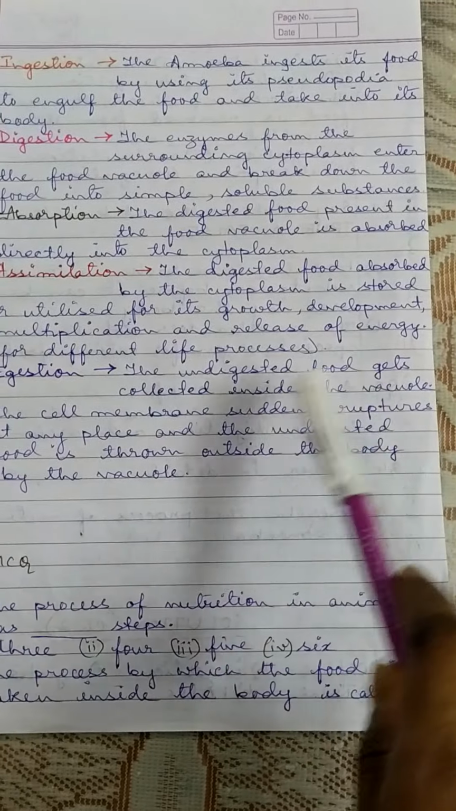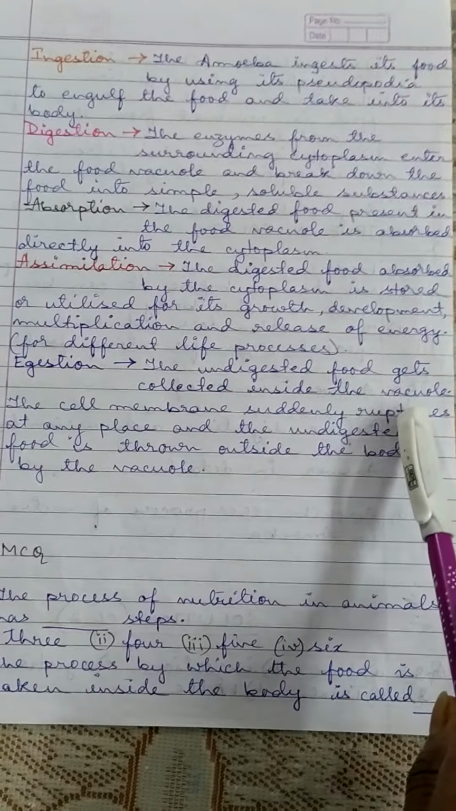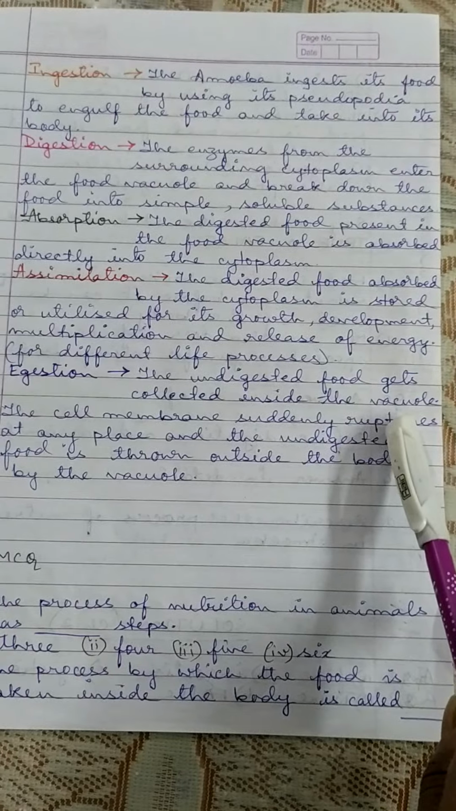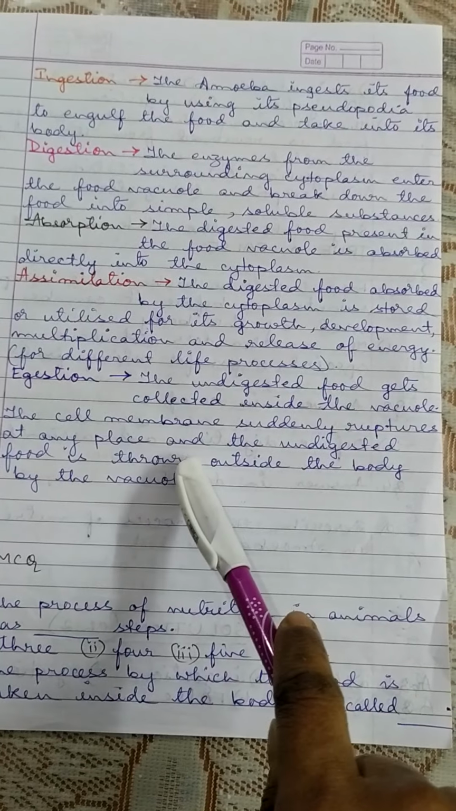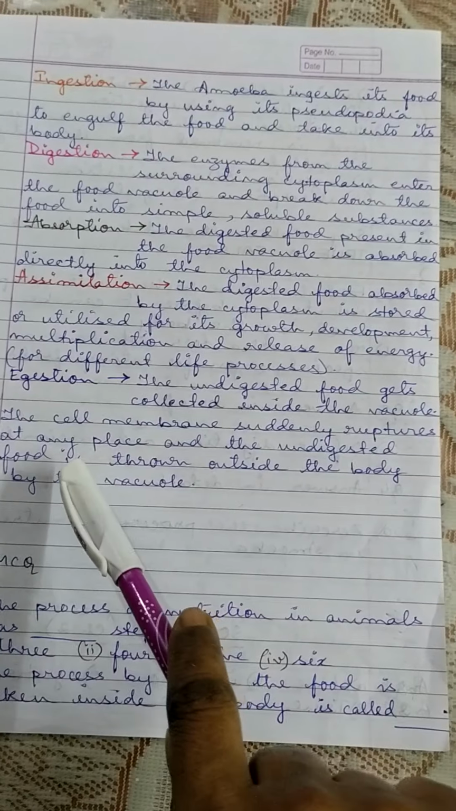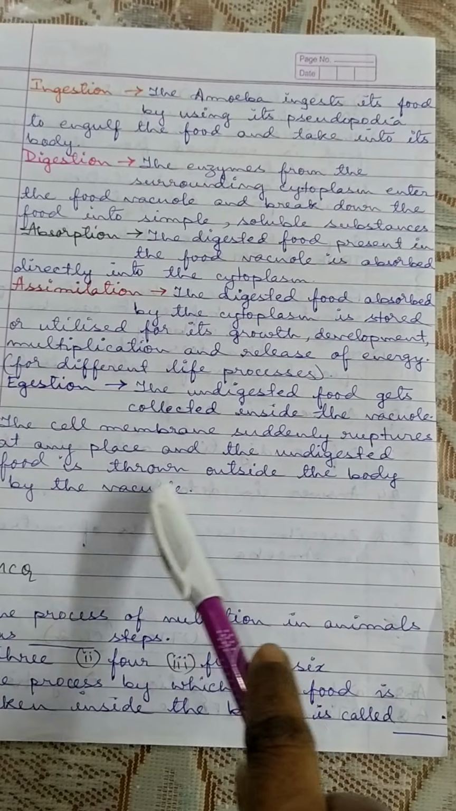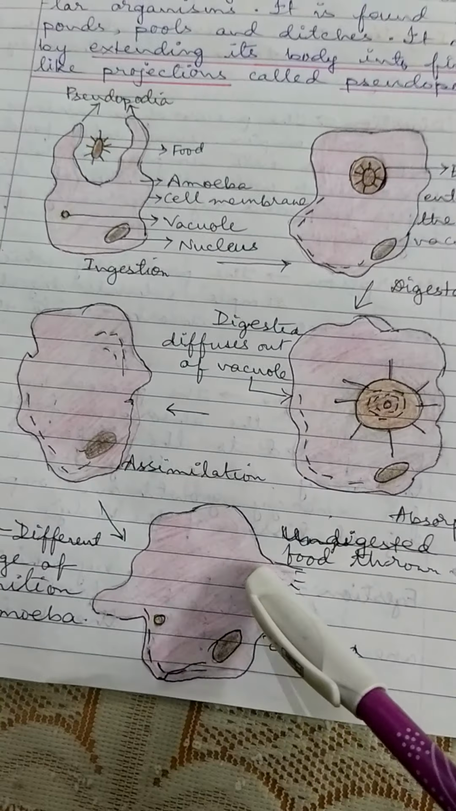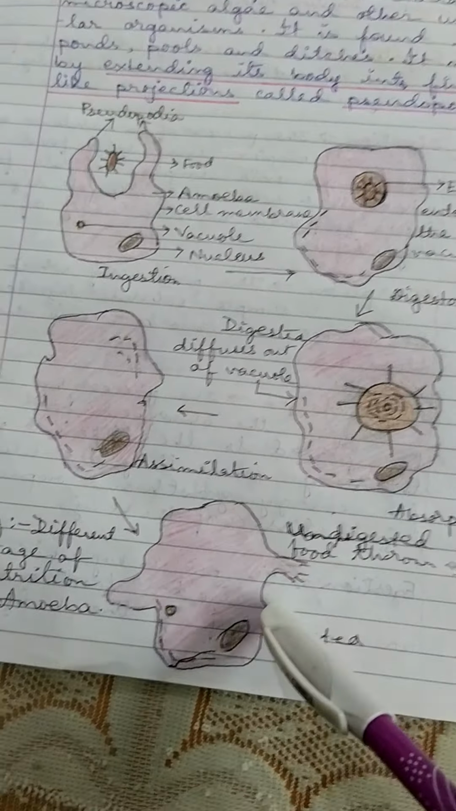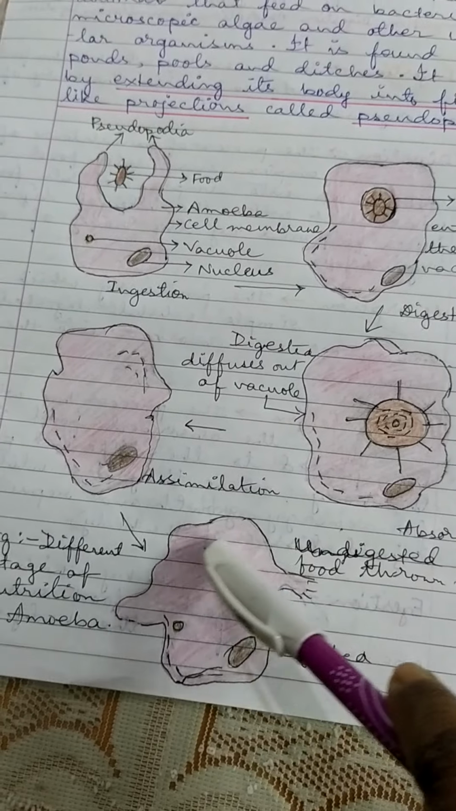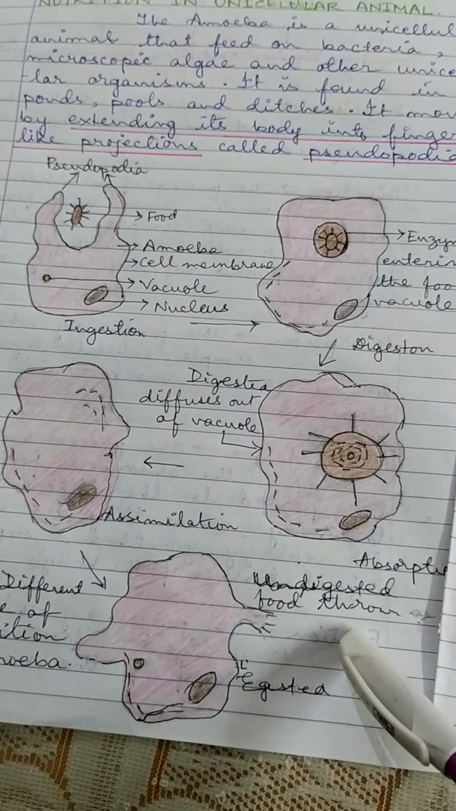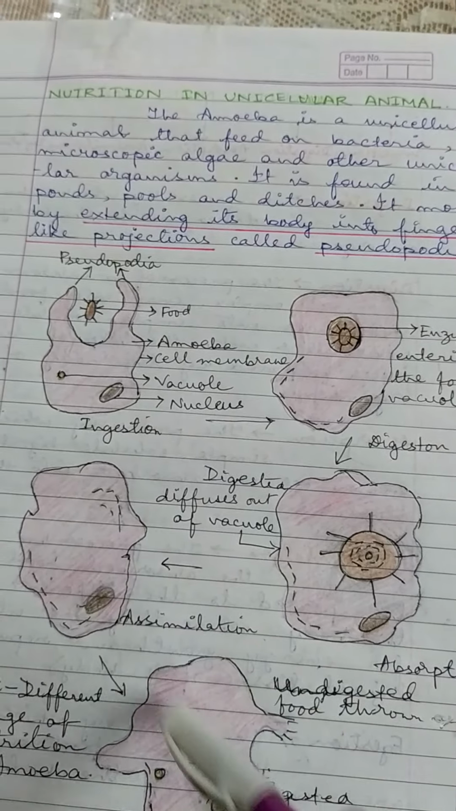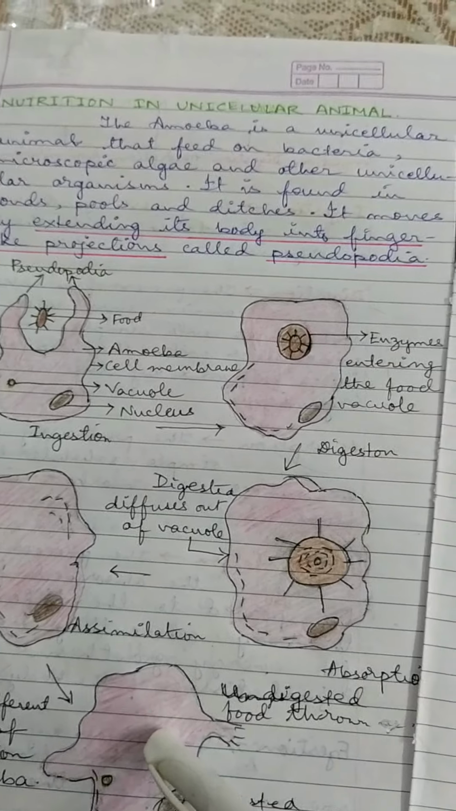The undigested food gets collected inside the vacuole. Since it does not have a proper body structure and different body organs for different work, it gets accumulated in any part of its body, and the undigested food is then thrown outside the body by the vacuole, and all of a sudden any part of that amoeba ruptures and the undigested part comes out of its body. So here we can see the different parts of nutrition in a unicellular animal.